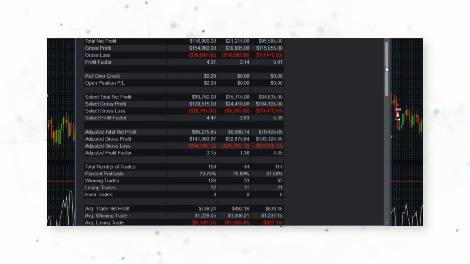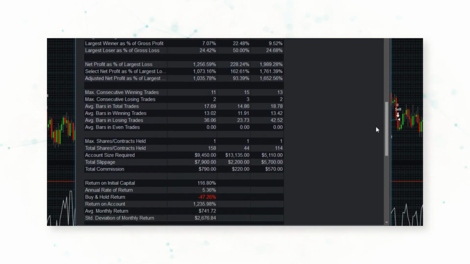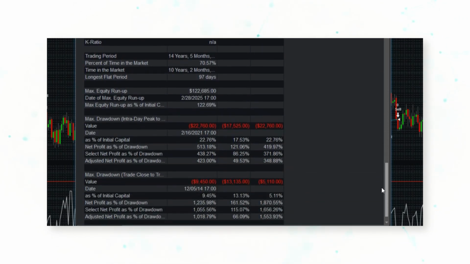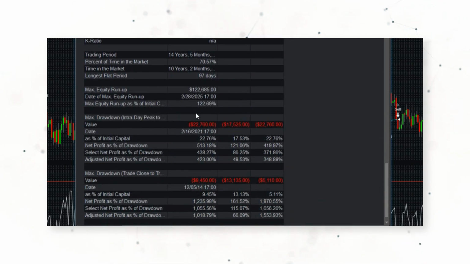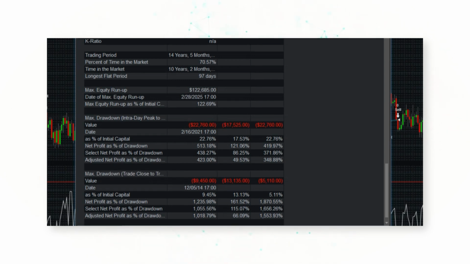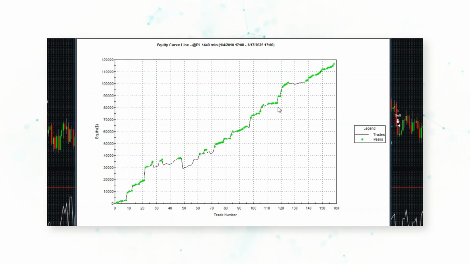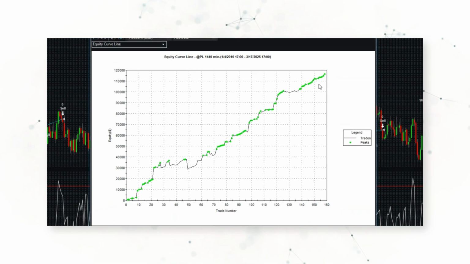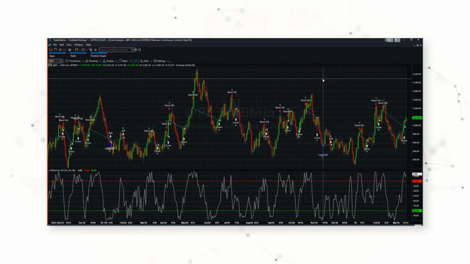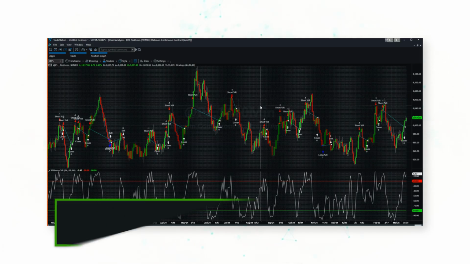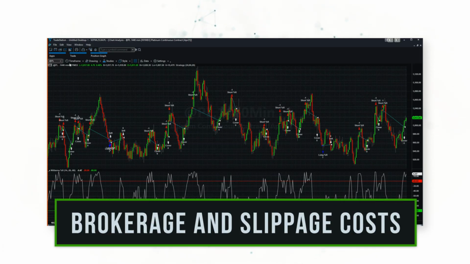And scrolling down to the drawdown statistics, you can see a peak to valley drawdown of $23,000 per contract, and on closed trades only $9,500 per contract, both of which are pretty reasonable given the strategy's solid performance since 2010. And of course, these profit statistics include the realistic costs of brokerage commissions and trade slippage costs.